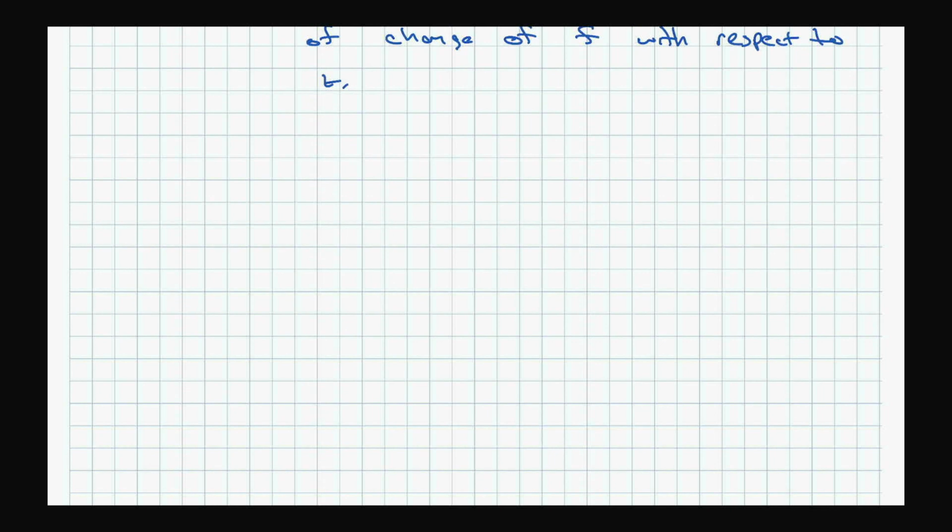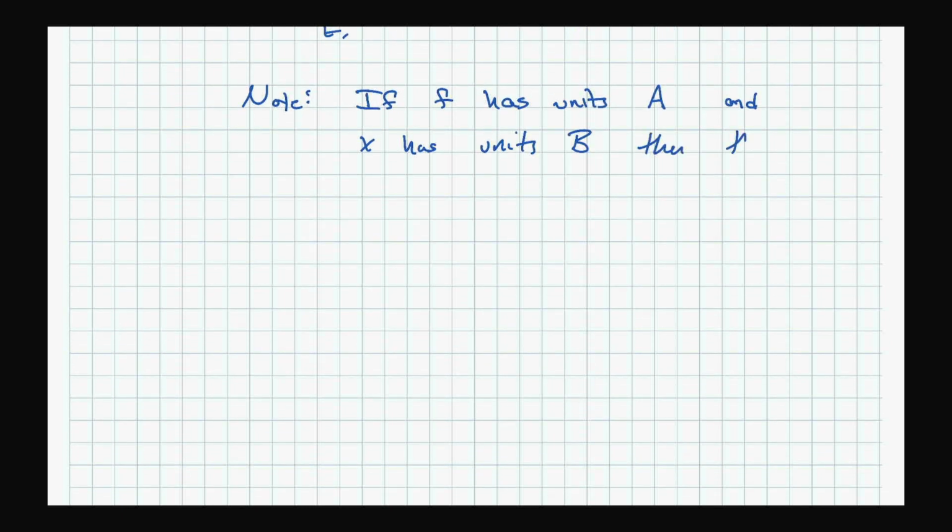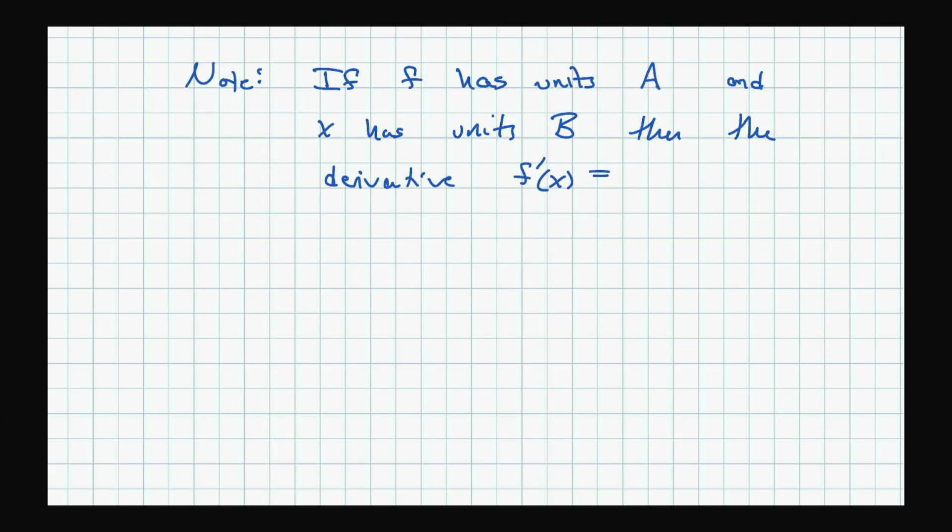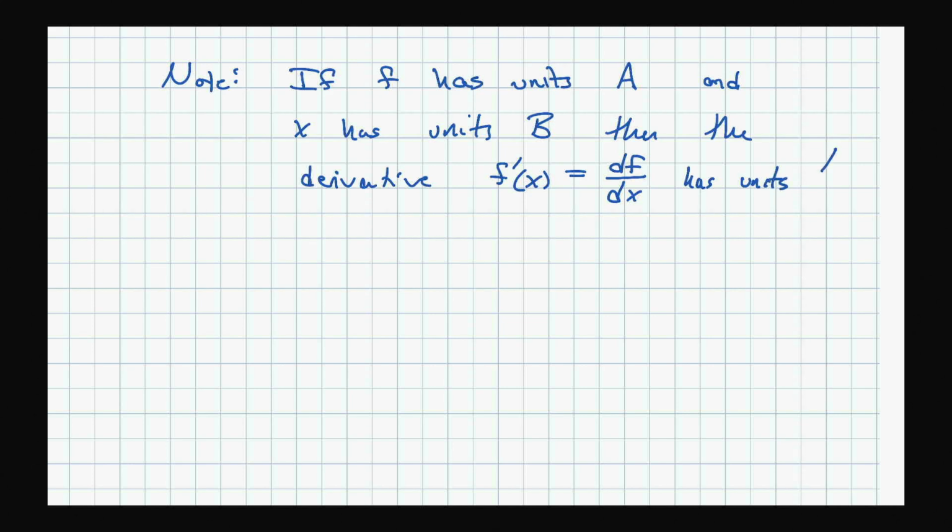Just a note on the units of a derivative. If f has units a, and let's say x has units b, then the derivative, let's say f prime of x, which can also be written this way, df dx, has units a over b. So on top you have the f, which has units a, and on the bottom you have x, which has units b.